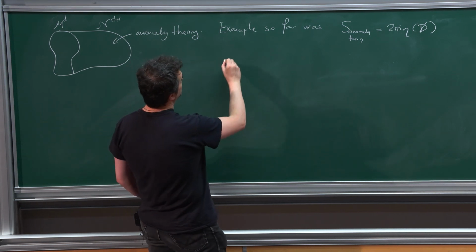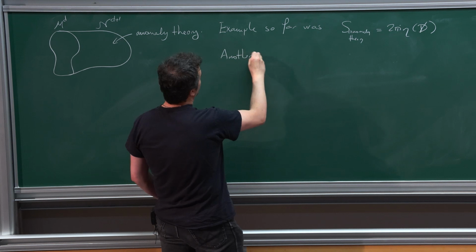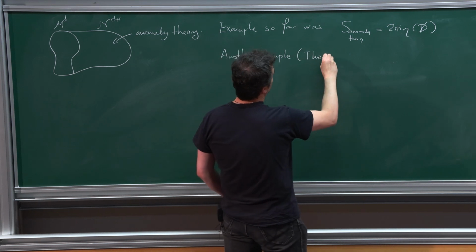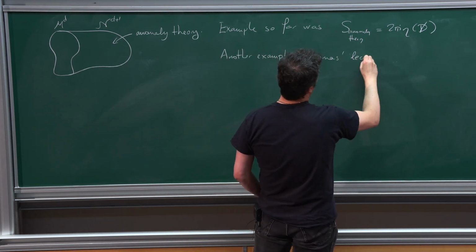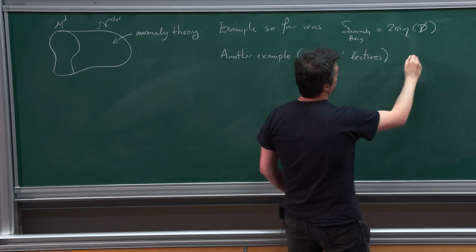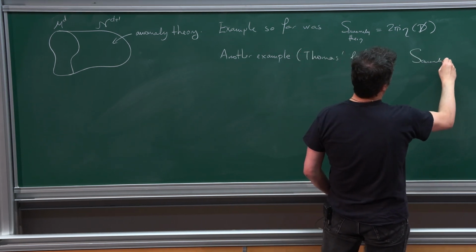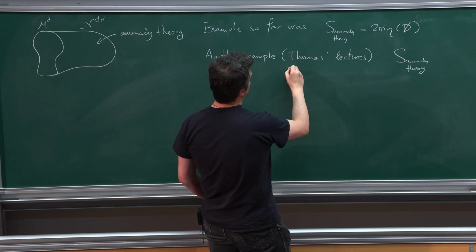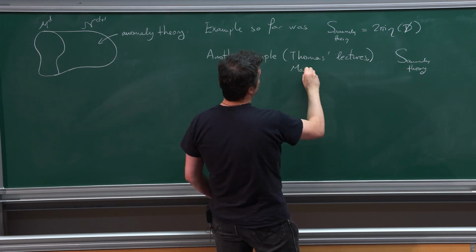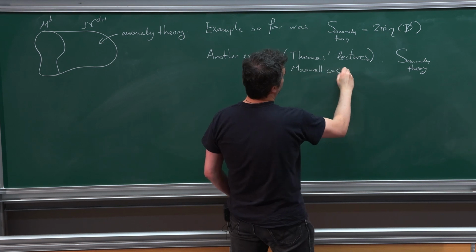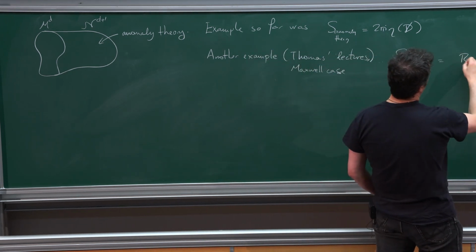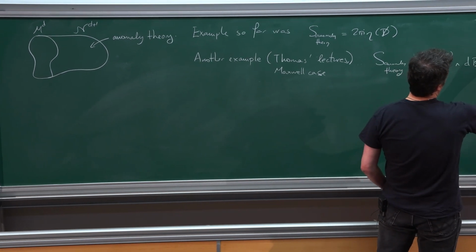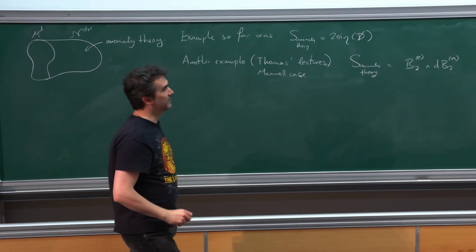Another example, which I think was covered in Thomas's lectures. You can have some anomaly theory for Maxwell, which was the background for the electric one-form symmetry, coupled to the background for the magnetic symmetry. I don't know which notation exactly he used, but he wrote an anomaly theory like this.